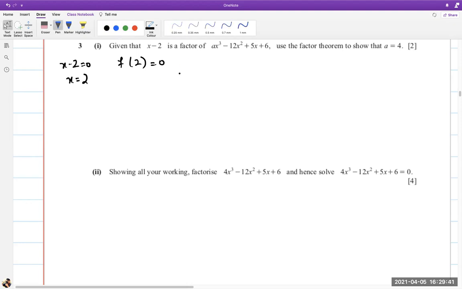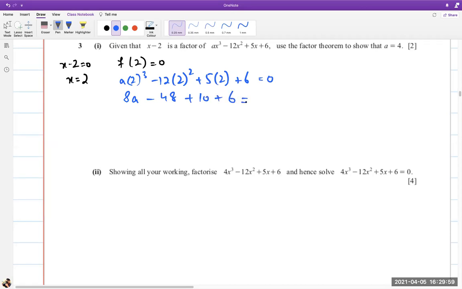So once I have that, what is f of 2? F of 2 is a into 2 cubed minus 12 into 2 squared plus 5 into 2 plus 6, and this should equal 0. So let's just do this. 8a minus 48 plus 10 plus 6 equal to 0, which leaves me with 8a minus, if I'm not wrong, 32 equal to 0. So that leaves me with a is equal to 4, and I've done it.